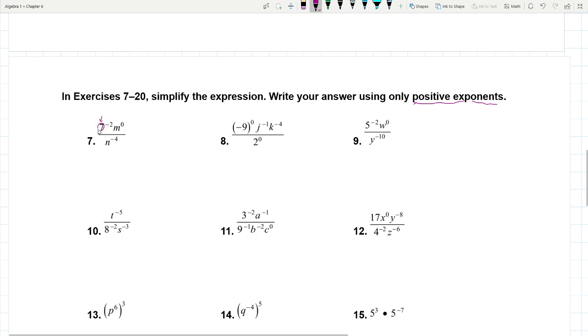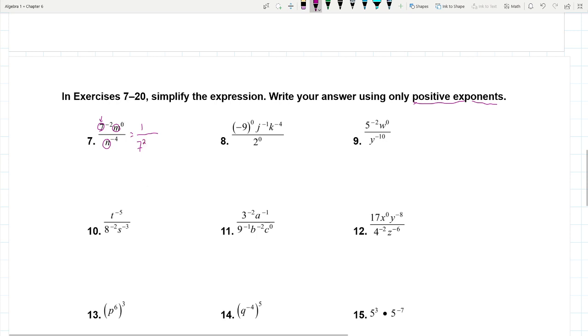And you can take a moment and identify, okay, I have a 7, I have an M, and I have an N. And that can be helpful to make sure that maybe we're not going to do any of that quotient property or the multiplication property, anything like that. And so I start off, and I go, okay, 7 to the negative second. Now that tells me I need to put that on the other side of that fraction. So it's 7 to the second power.